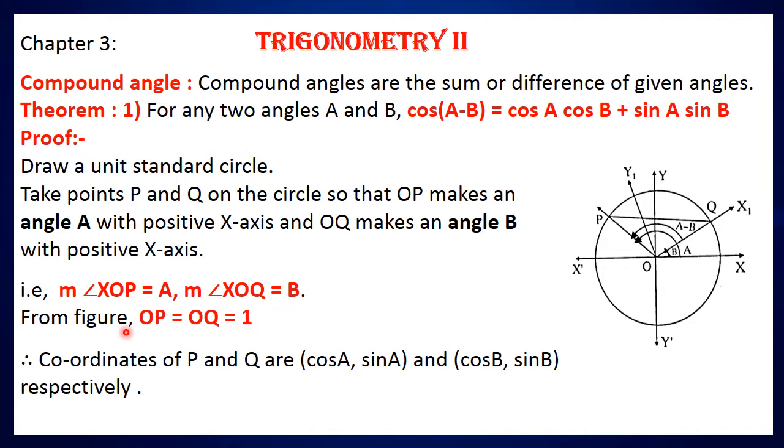And from the figure it is clear that OP is equal to OQ is equal to 1, that is, the modulus of OP and OQ. And therefore the coordinates of P and Q can be expressed as: coordinates of P are (cos A, sin A) and coordinates of Q are (cos B, sin B) respectively.